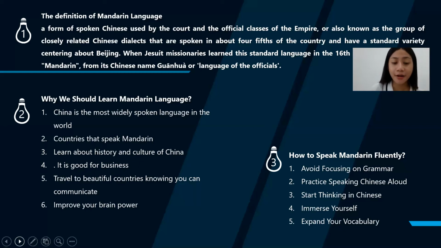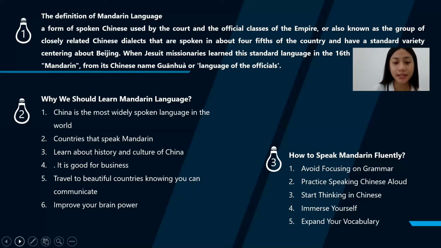And how to speak Mandarin fluently? Simply speaking a language shows knowledge of that particular language, but speaking a language fluently shows perfection, and you can learn to speak Chinese fluently by following the tips below.